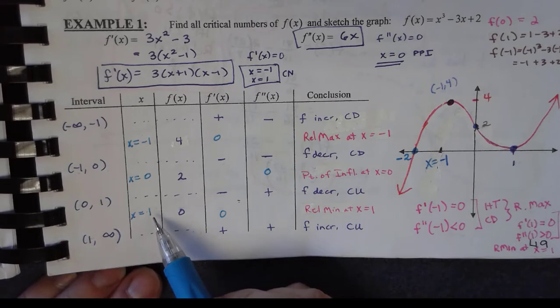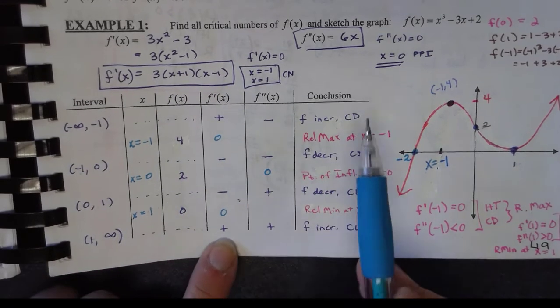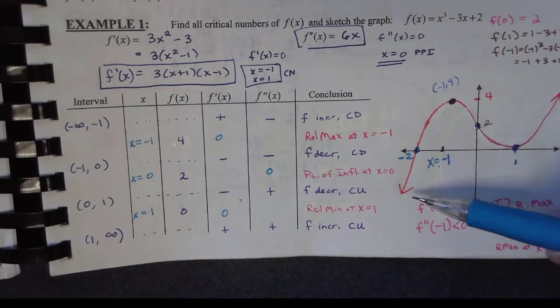Then we'll pick a number after 1. Why not 10? That's positive times positive times positive. That's positive here, so f is increasing and concave up. And now you can sketch the graph.